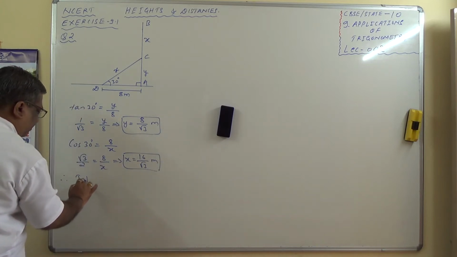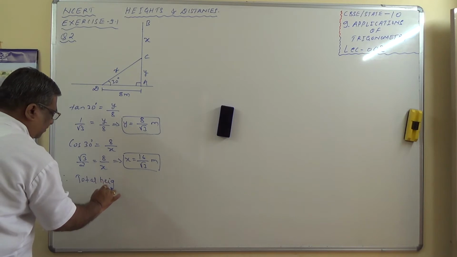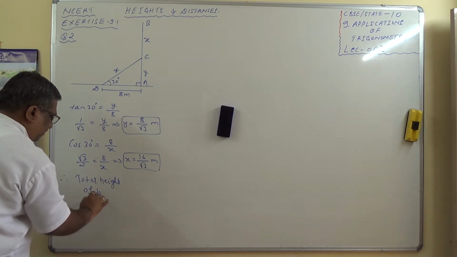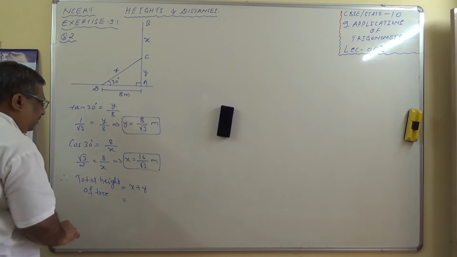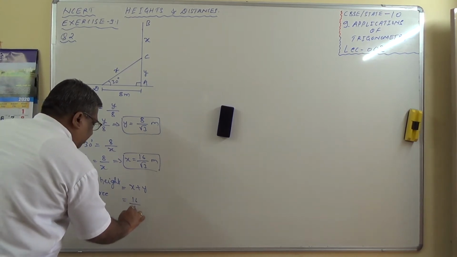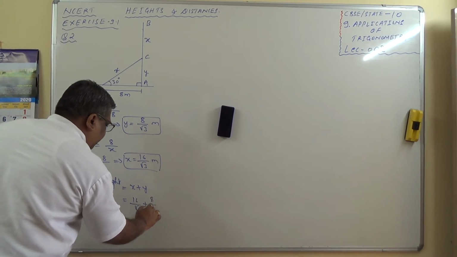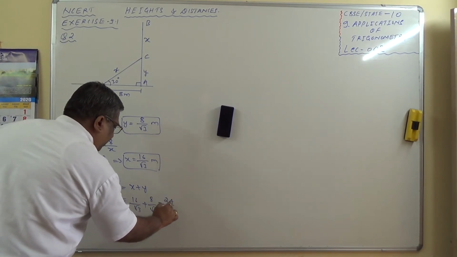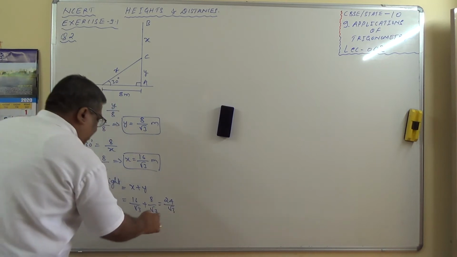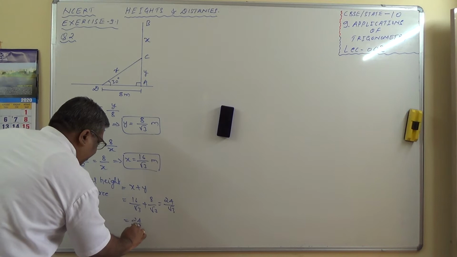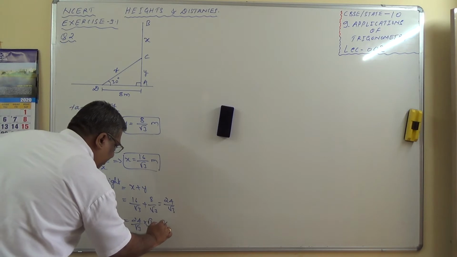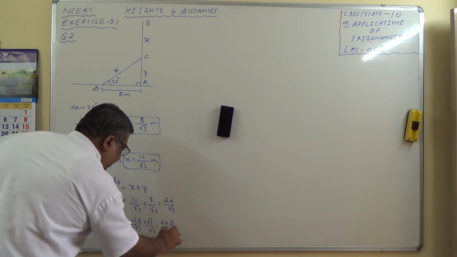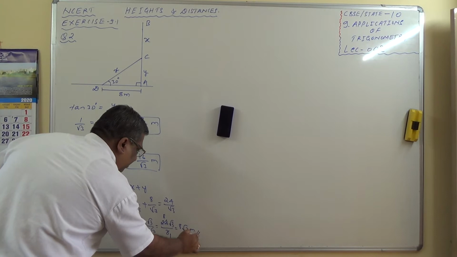Therefore total height of tree equals x plus y, which is 16 by root 3 plus 8 by root 3, which equals 24 by root 3, which equals 24 by root 3 into root 3 by root 3, which equals 24 root 3 divided by 3. 3 ones are 3, 3 eights are 24, so 8 root 3 meter.